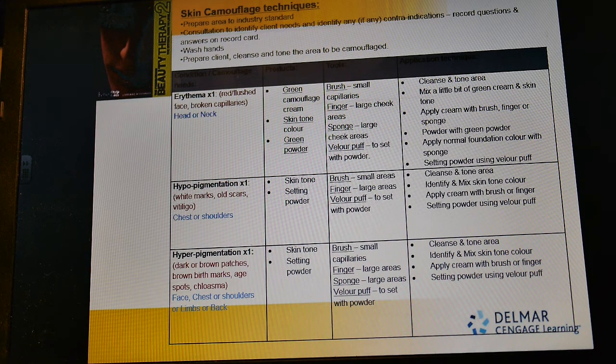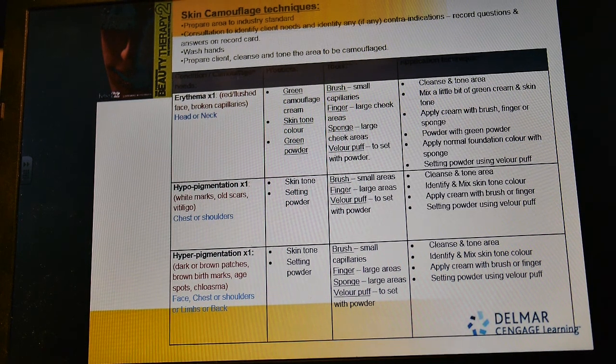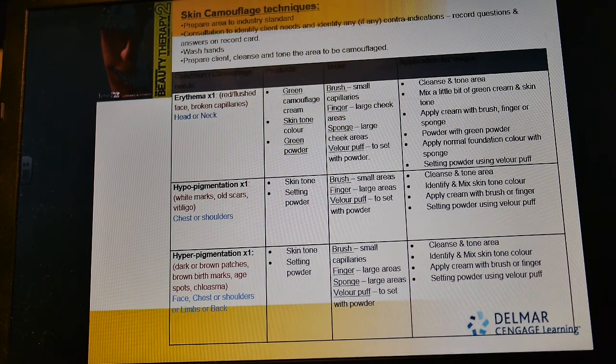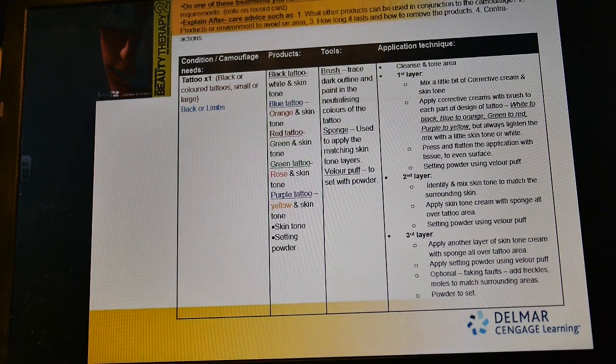So we've got erythema on this page, and hypopigmentation and hyperpigmentation on the first table, so that will give you an idea there. And then on the back you've got your tattoo, and this one has lots of different tips on the colour correction, what you'd use for different colours of the tattoo. That's something for you to experiment with, and something for you to play around with.